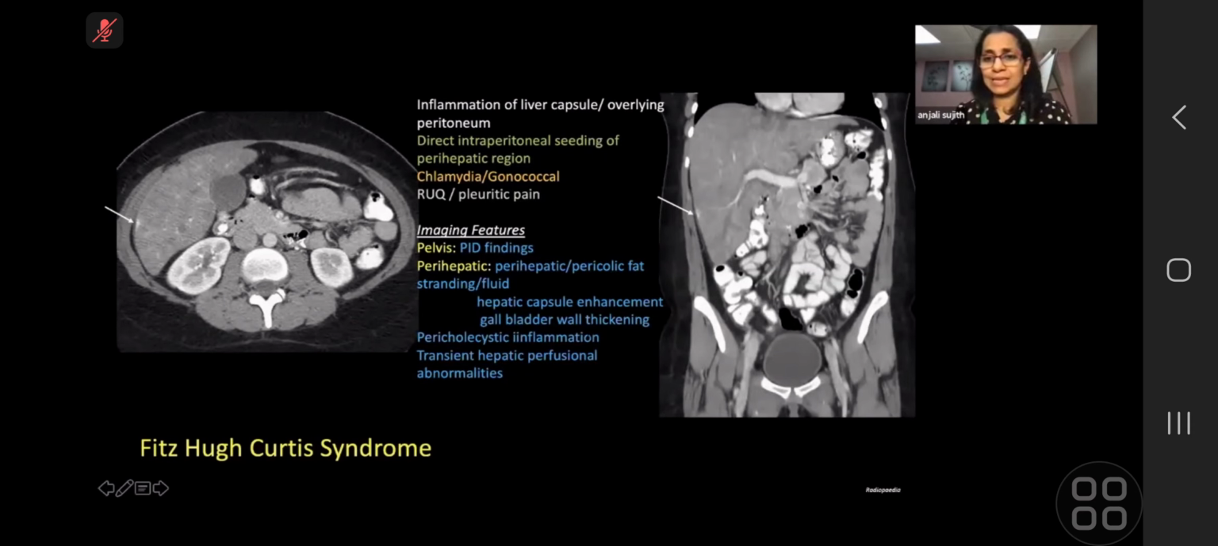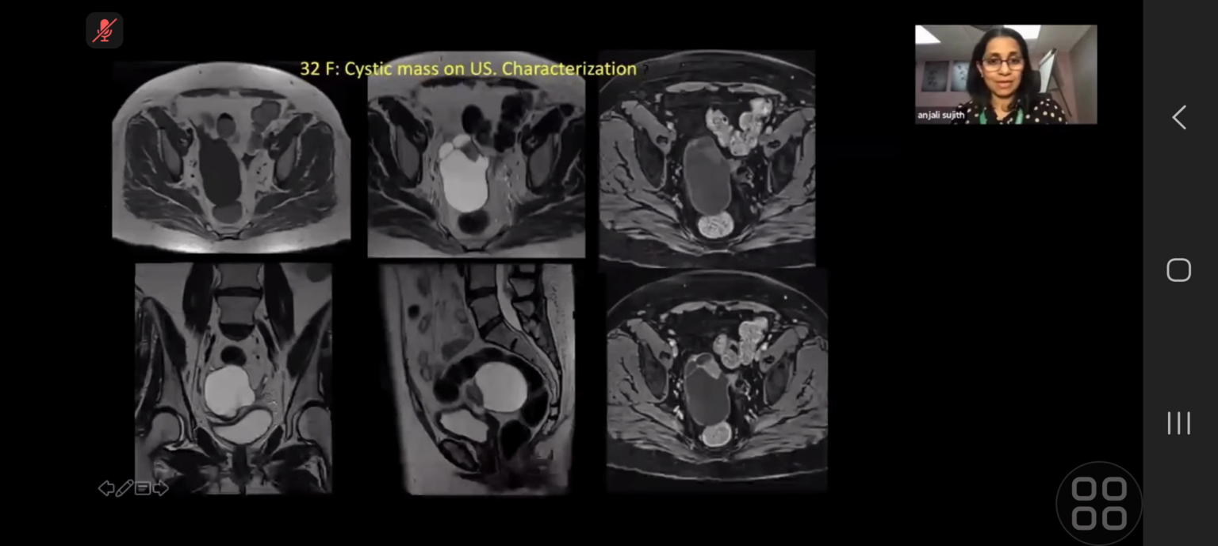I'm not aware whether this has been asked, although uncommon. This is a recognized complication of pelvic inflammatory disease, so just be aware of the finding. The clue is focal capsular enhancement of liver with adjacent fat stranding or fluid. Okay.